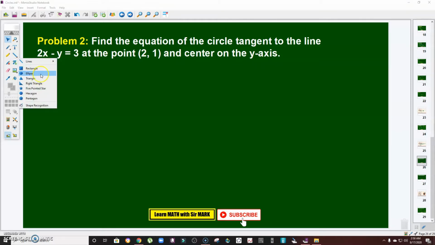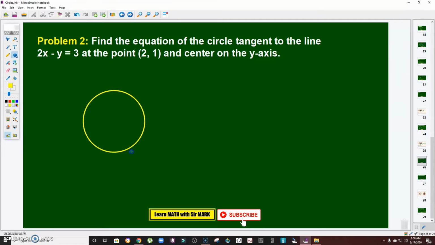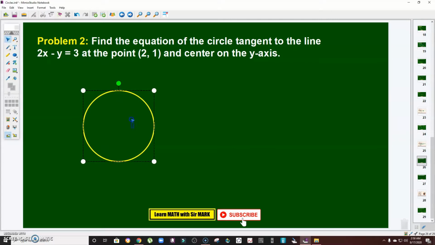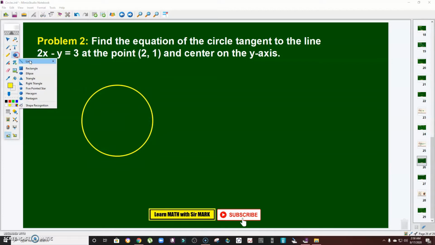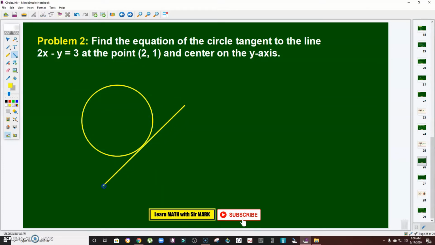Okay, so let me create an illustration. By the way, this is a rough sketch only. This is not the actual illustration. Just a reminder. Then let's have a line. Suppose this is my tangent line. See that? Again, this is not the actual illustration, just for discussion purposes.